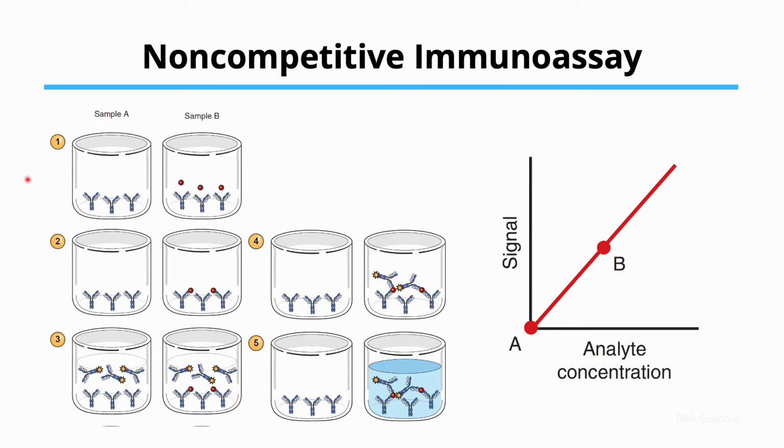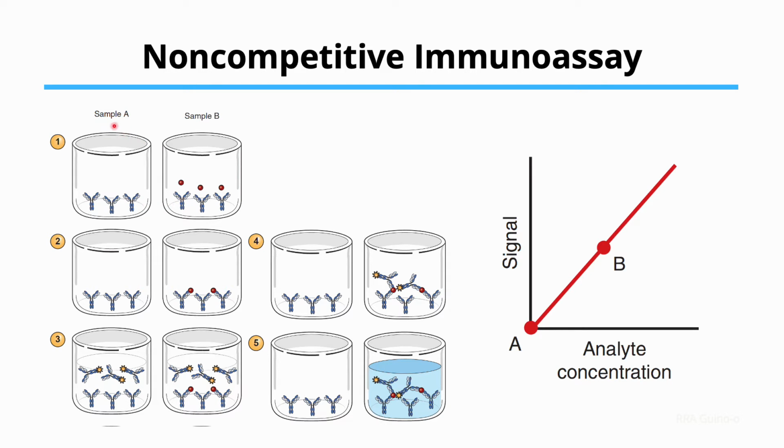In this figure, you can see how a non-competitive immunoassay works. So we have again two samples. The first sample, sample A, does not have the target analyte. Meanwhile, sample B does have the target analyte. So in a non-competitive immunoassay, there is an abundance of antigen binding sites on the solid phase. And this is given to us by the primary antibody or the capture antibody.